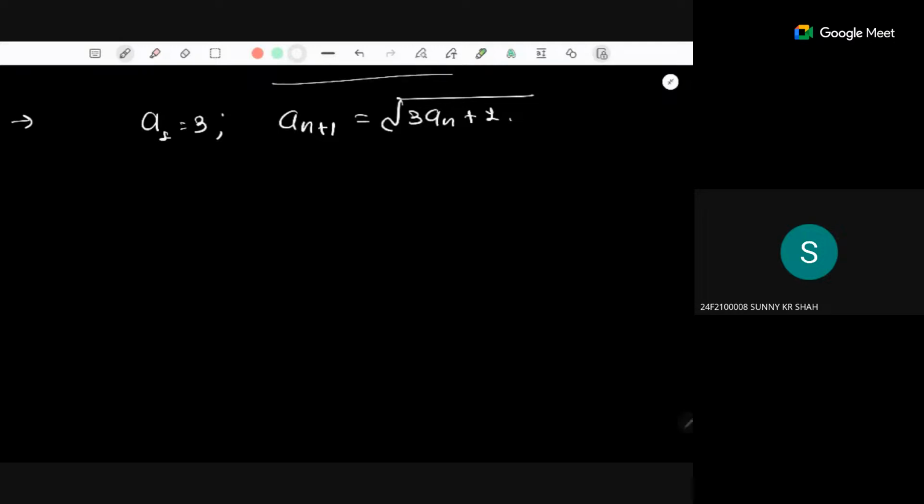But whenever we have a recursion type of sequence, if you want to find the limit, so if you guess that the sequence may have a limit, then you can take L equals the square root of 3L plus 1.